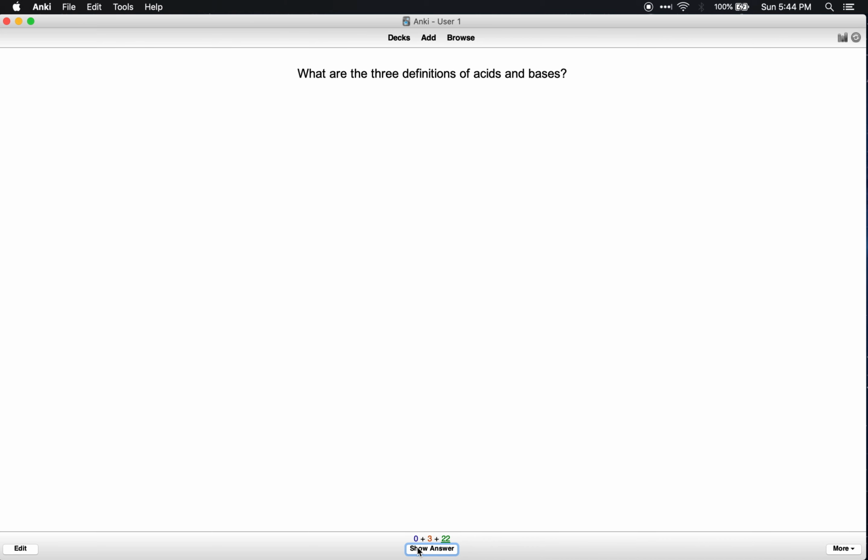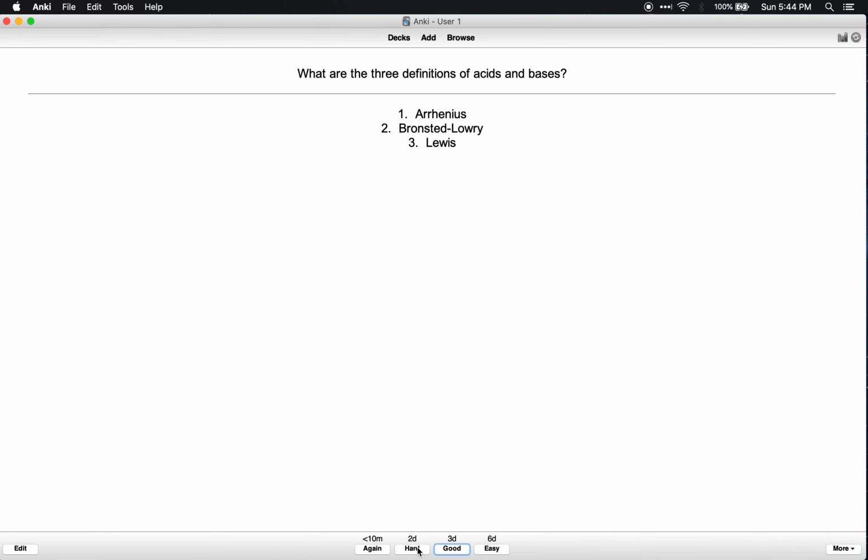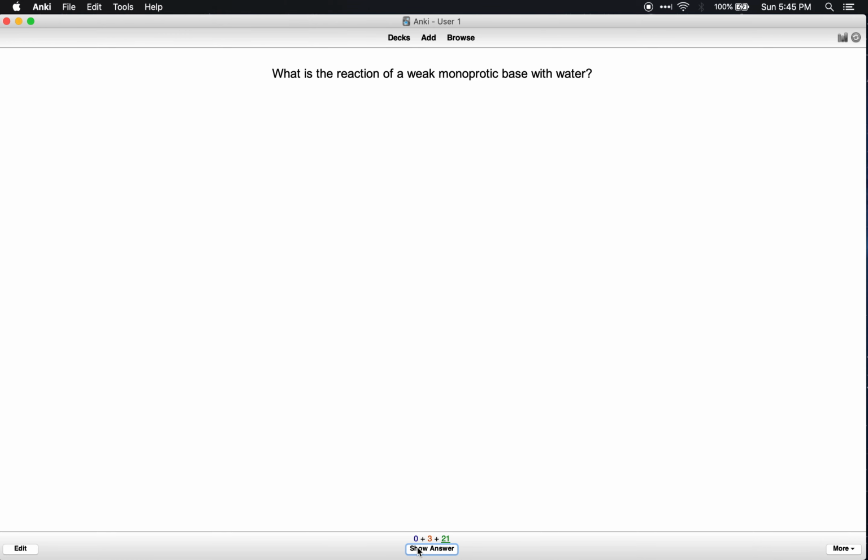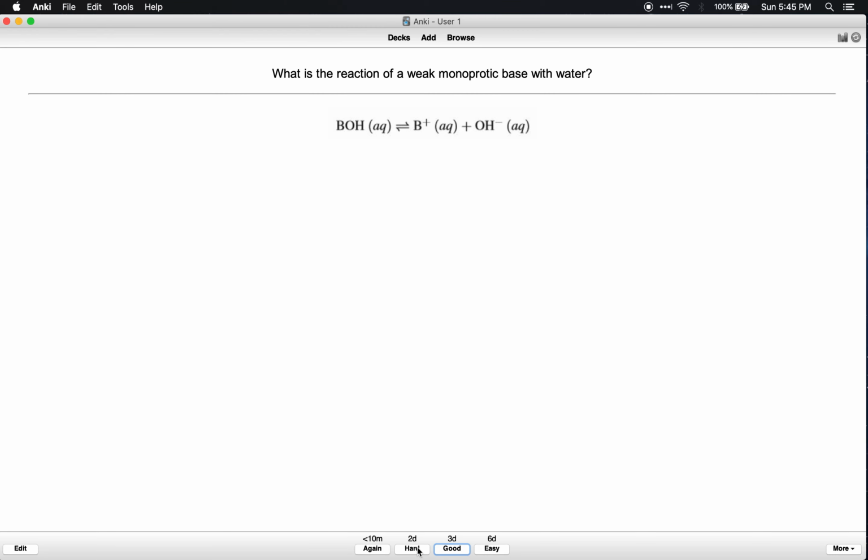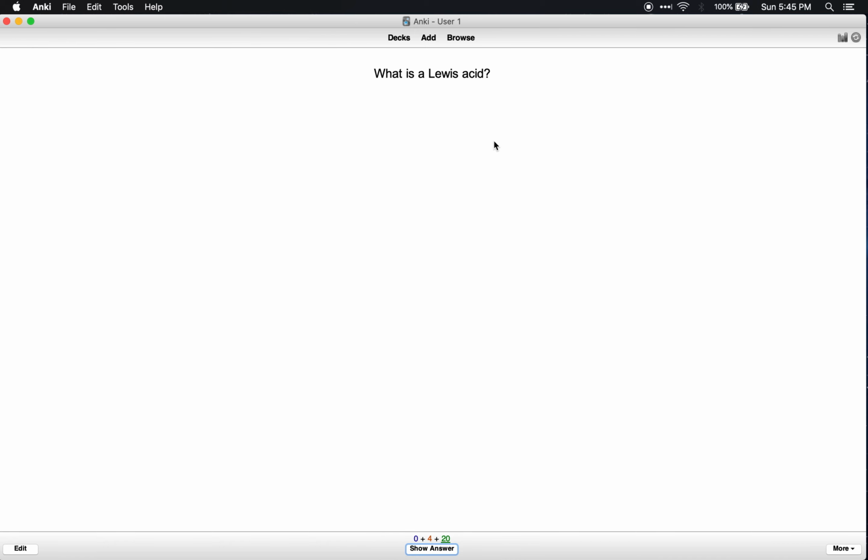For acids and bases, we have the Arrhenius definition, the Bronsted-Lowry definition, and the Lewis definition. Weak monoprotic base: BOH plus H2O equals B plus and OH minus. What is a Lewis acid? It accepts electrons. Gram equivalent weight is the molar mass of the acid divided by how many protons it can give.